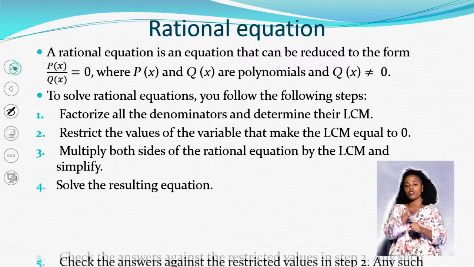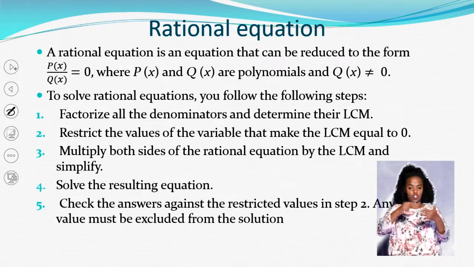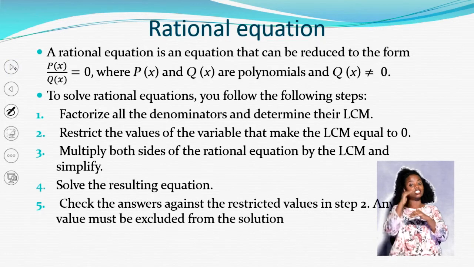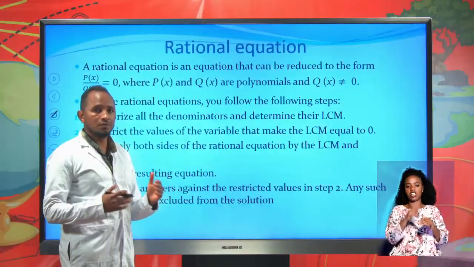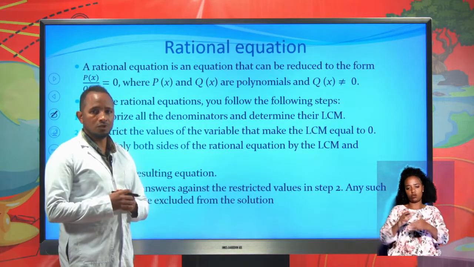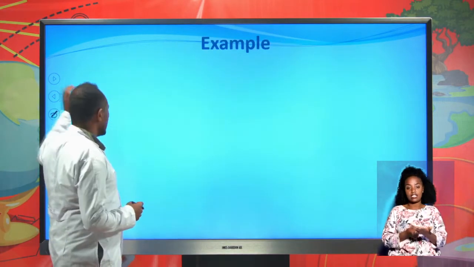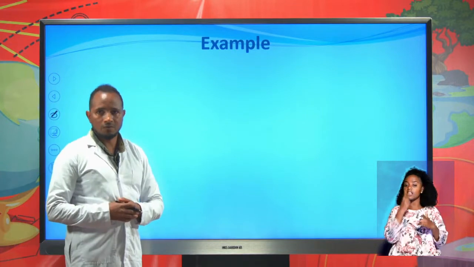And finally, check the answers against the restricted values in step 2. Any such value must be excluded from the solution. The restricted value must be excluded from the solution. So these are the steps. Now let's see an example for this.